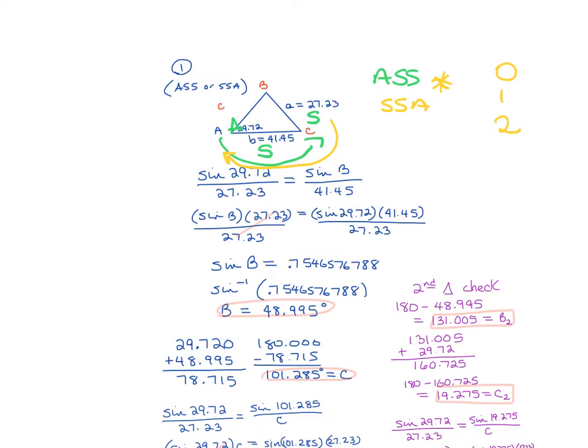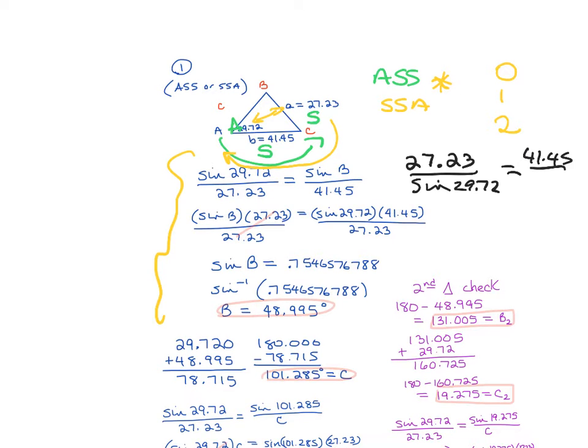Now, as soon as I do my first proportion, I took the side that was across from the angle I had, and that's in my first fraction. Now, if you did it like I did in the notes, you would have had it set up as 27.23 over the sine of 29.72 equals, and then now what I'm going to do is 41.45 over sine of b. Once you do the cross products, you end up with this row right here.